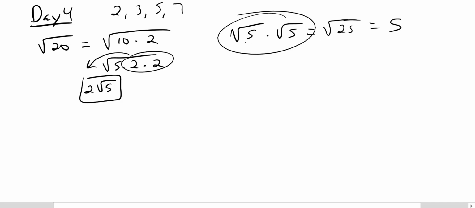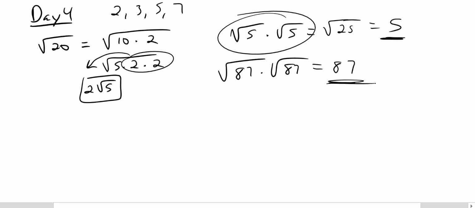I mean, think about it. The square root of 5 times the square root of 5 was just 5. So if I said the square root of 87 times the square root of 87, it's just 87. Don't multiply 87 times 87 and then go, oh, I have to break it up. You're doing all that extra work. If you get the same number, square root of 87 times square root of 87 just becomes 87. So just keep that in mind.